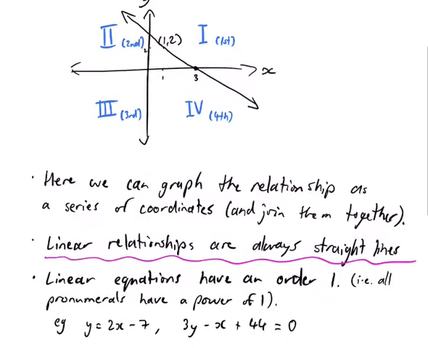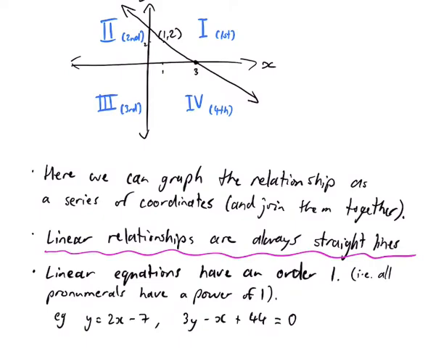How do we know whether something is a linear equation? Well, we say they have an order of 1, and that's really important. All the pronumerals, so all the letters, have a power of 1. So there are no squares or cubes, no square roots, anything funky like that.